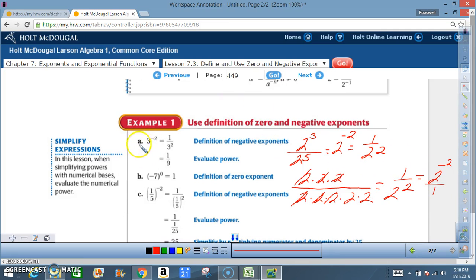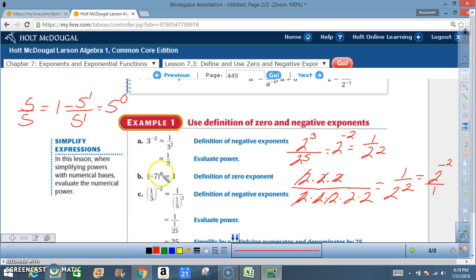So look over here, look at example A. We got 3 to the negative 2. Because of this rule, I know I can just save time. 3 to the negative 2 can be rewritten as 1 over 3 to the positive 2, which is equal to 1 over 9. Here, I got negative 7 to the 0, and that's equal to 1. Well, why is anything to the 0 power always 1? We're going to show you that also.